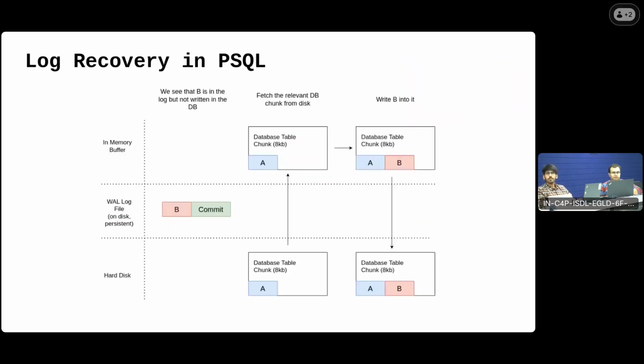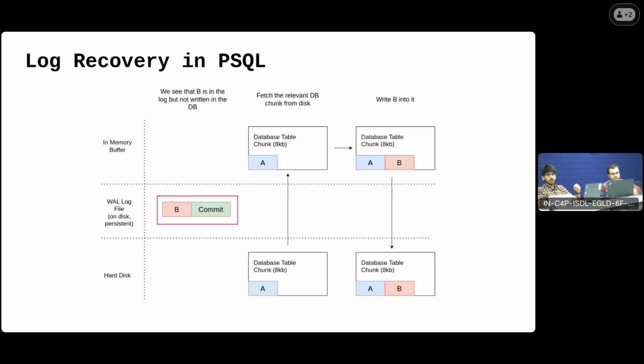Now coming back to log recovery, let's start at the very left. If you look at the red highlighted box, Postgres would see that there has been a crash and the database is in an inconsistent state. So it would go and check the log now. It sees that B is there. B is something in the log that I need to write back into the database to make it consistent.